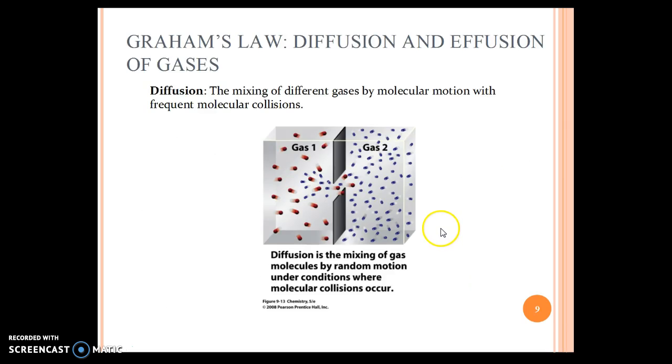Now Graham's law can talk about diffusion and effusion of gases. Diffusion is the mixing of different gases by molecular motion as they collide. We take gas 1 and gas 2, put them side by side, and then open a small slit between them and see how fast they diffuse into each other.